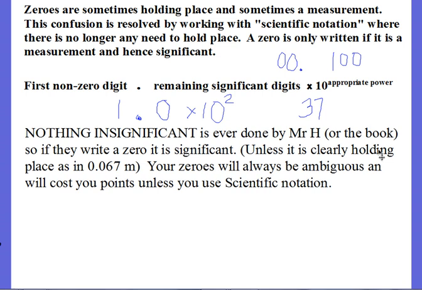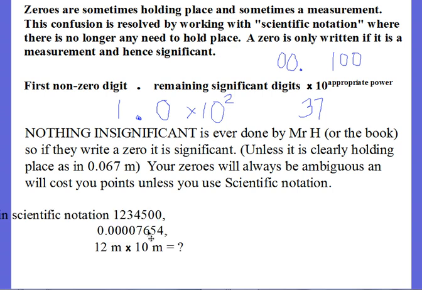Here is an unfairness. When Mr. Houghton writes a 0, or the book writes a 0, or you find a 0 on a test, it's always significant, unless it's clearly holding place. When you write 100, I don't know. Are those holding place or are they significant? You lose points. When I write 100, it is 3 sig figs. That's the way we play the game.